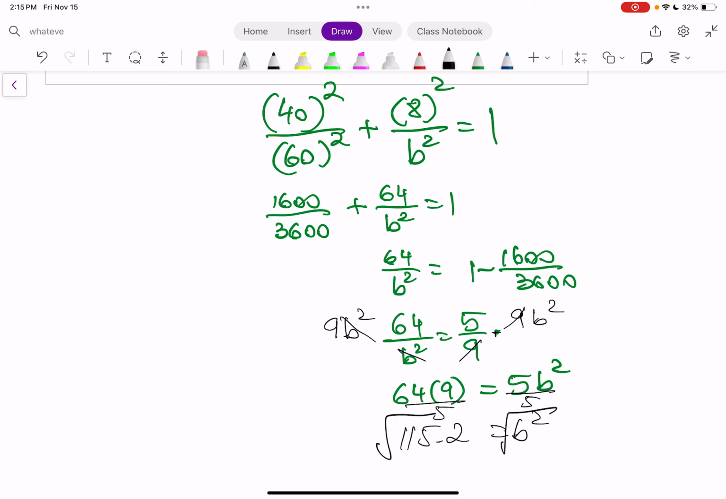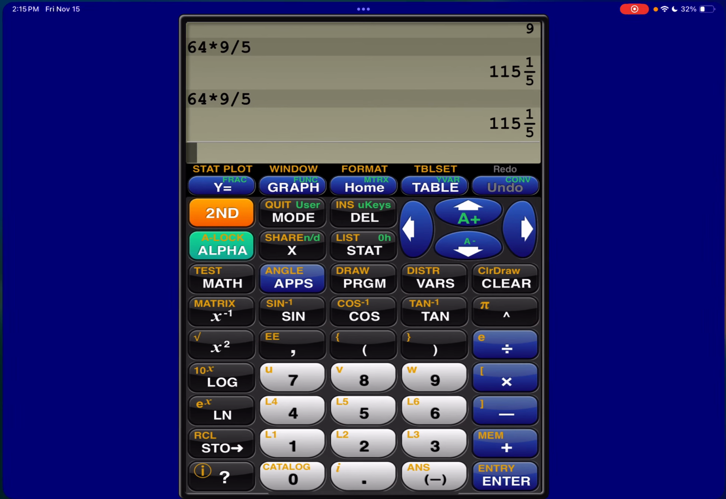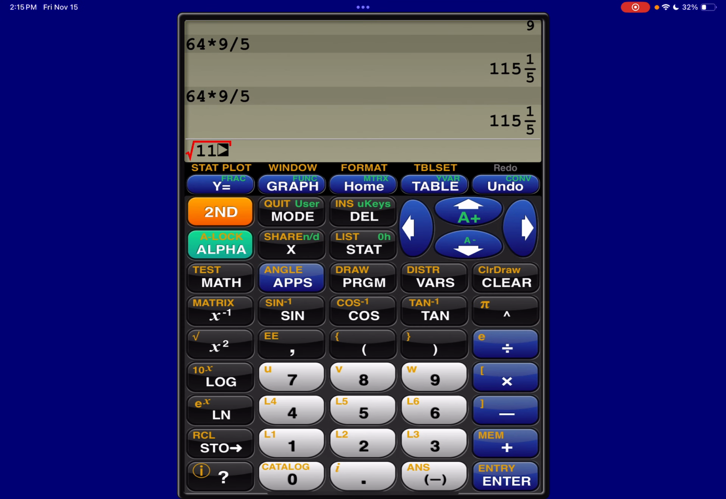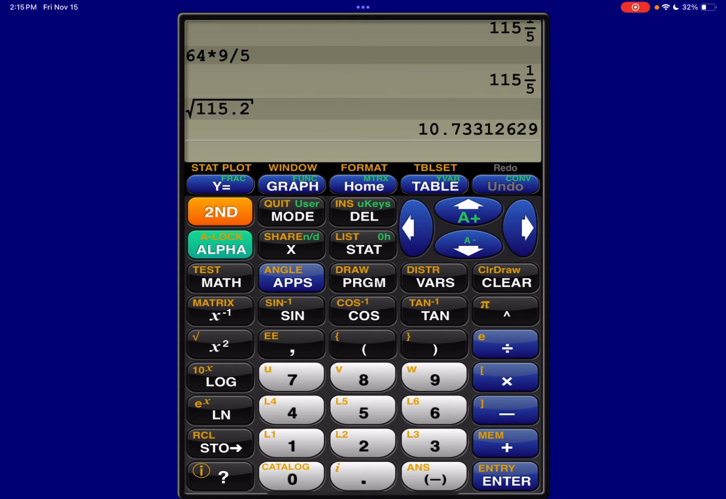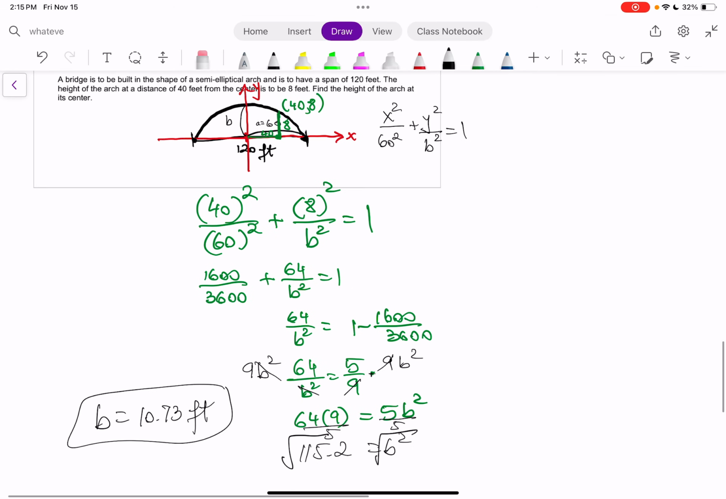And then to find that b value, I'm taking the square root. I don't want to keep going down, but the square root of this number, excuse me, is 10.73. So this is how tall the bridge should be at the center. About 10.73 units. And there was a nice application of ellipses.